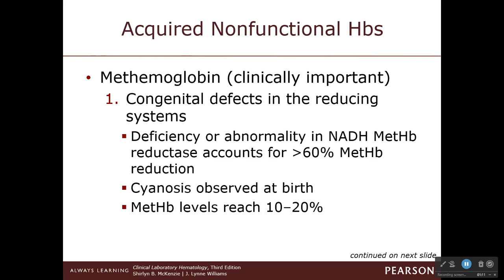All right, congenital defects. So it's basically an enzyme that's missing, the ferrochelatase. All right? When they have that, okay, cyanosis is observed at birth, and the met hemoglobin levels have reached 10 to 20%. Okay, you get home, Google, I actually got a picture. There's a family in Kentucky that are known as the Blue People of Kentucky. Okay? They have a congenital disorder.